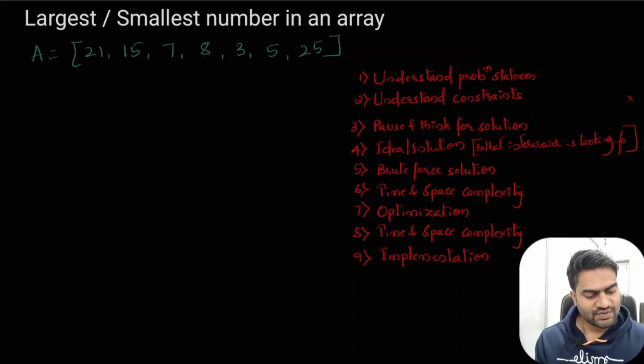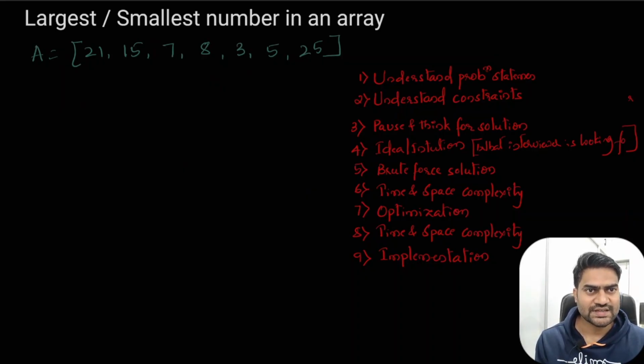So we understood that we have to find the largest or the smallest number in the given array. Now, what are the constraints? Our array contains at least one element, or one or more elements. That is one constraint. Also, our array may contain elements that are positive or negative. That is one more constraint. With that, let us proceed further to find the largest or the smallest number in the array.